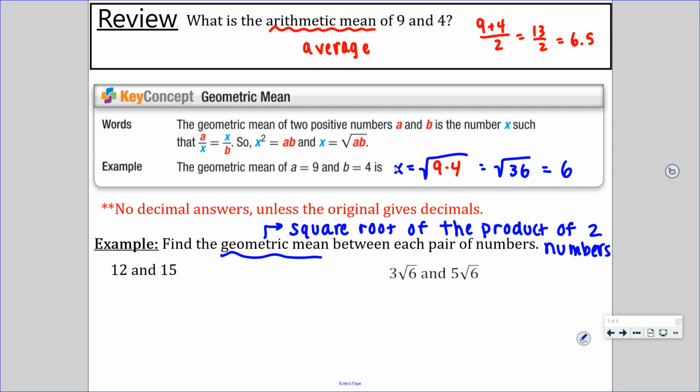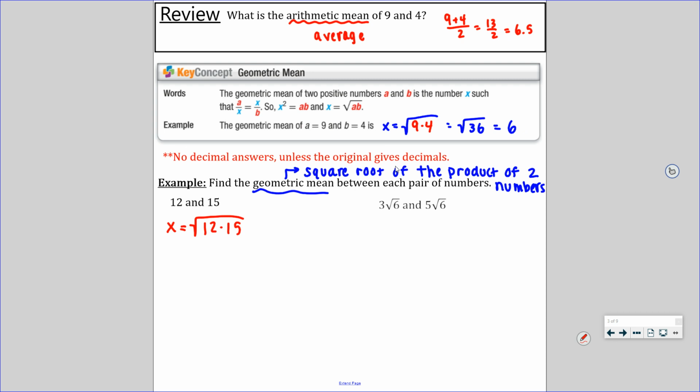We'll do a couple examples here. Find the geometric mean of 12 and 15. Like I said, you can put x equals if you want. Geometric mean, I know that's the square root of the product of those two numbers. So I set it up just like that. Note here, we don't want decimal answers unless the two numbers given to us were decimals. So this is where our simplifying radical skills are going to come into play. First of all, I could do 12 times 15, which is 180.